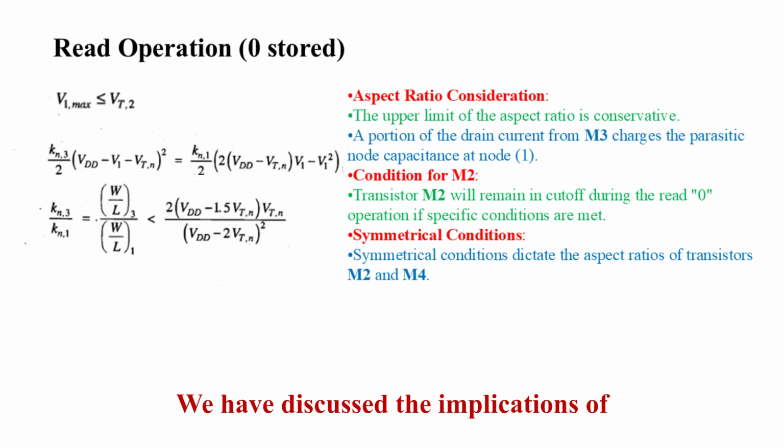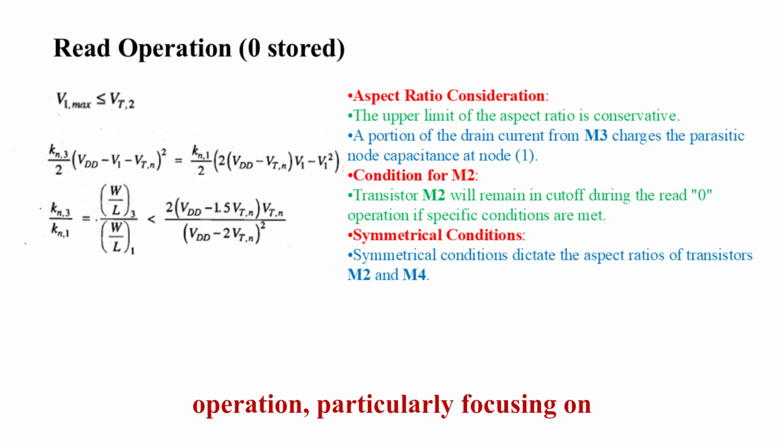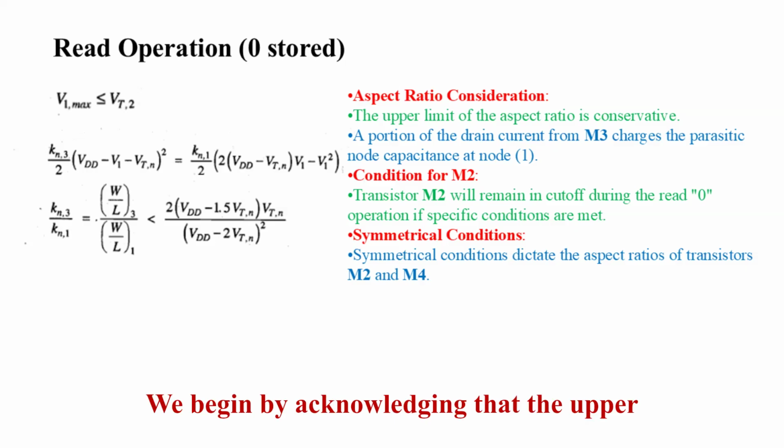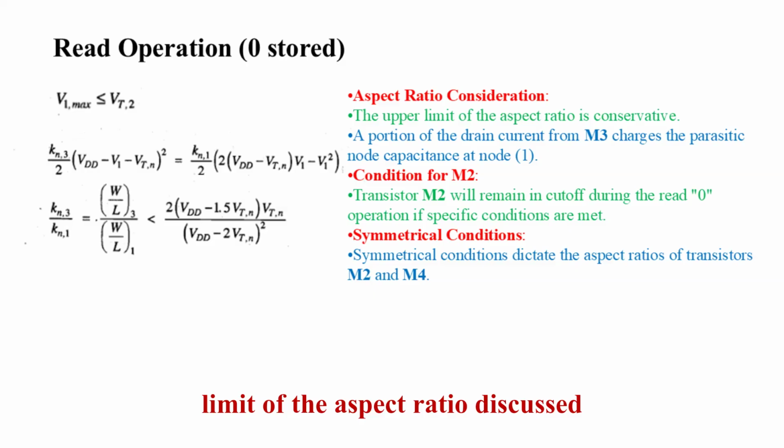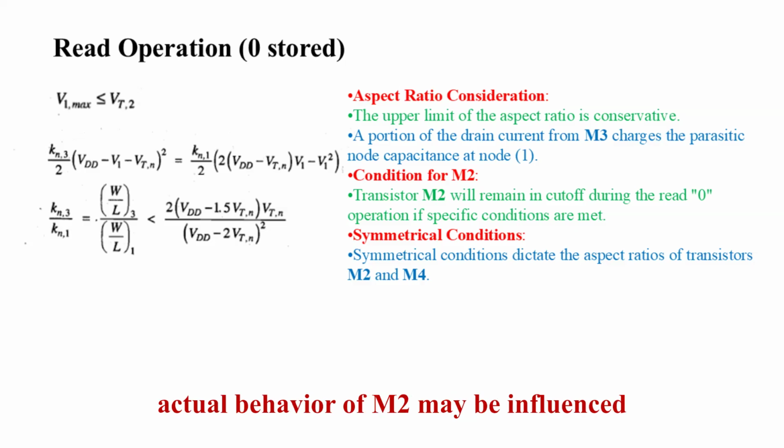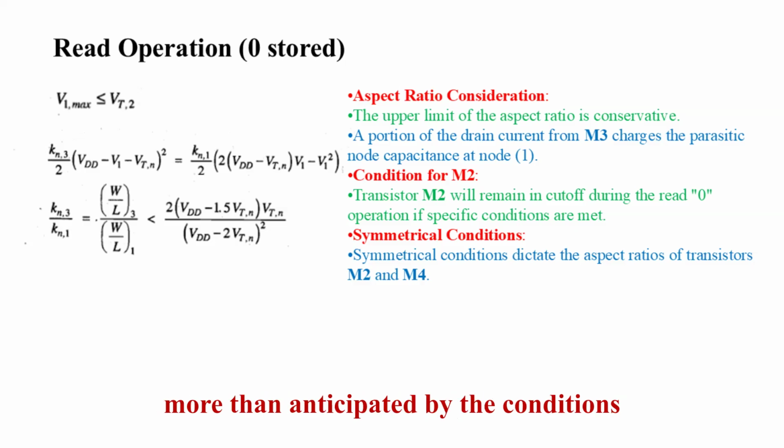We have discussed the implications of aspect ratios in the SRAM read operation, particularly focusing on transistors M2 and M3. We begin by acknowledging that the upper limit of the aspect ratio discussed earlier is actually more conservative than initially thought. This is because part of the drain current from M3 is utilized to charge the parasitic node capacitance at node. This detail is crucial because it implies that the actual behavior of M2 may be influenced more than anticipated by the conditions present during the read operation.